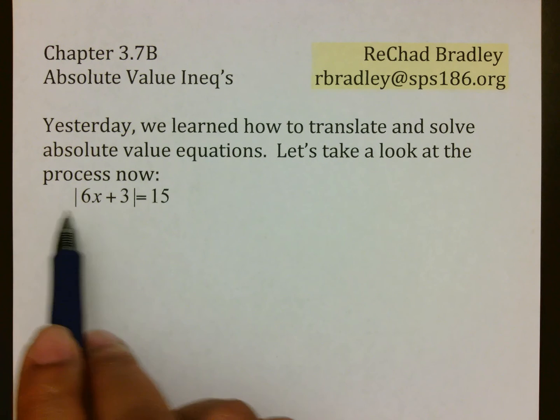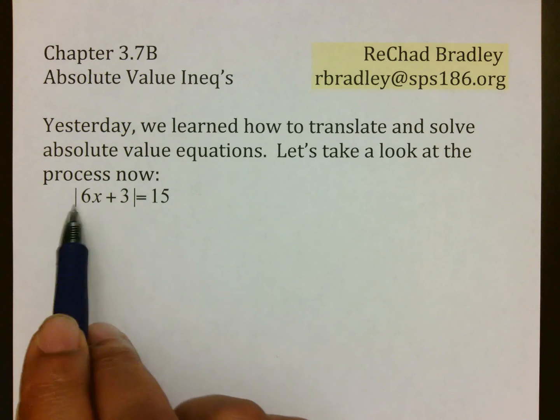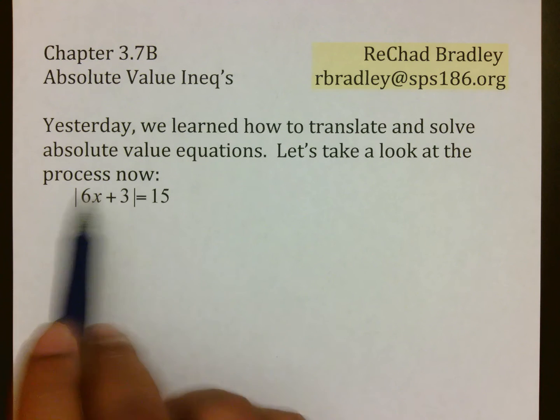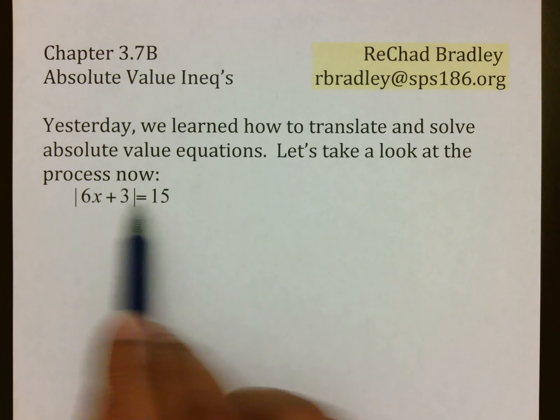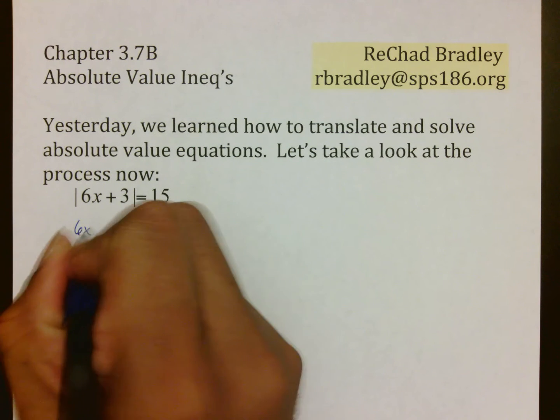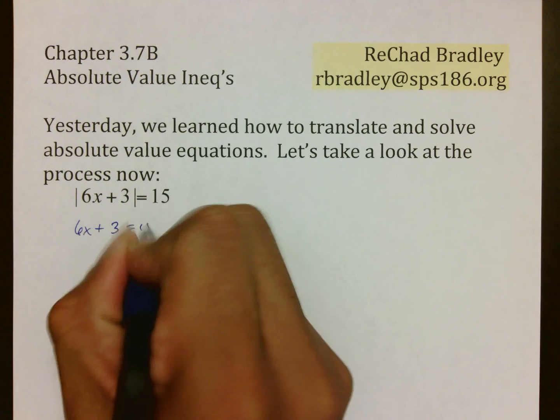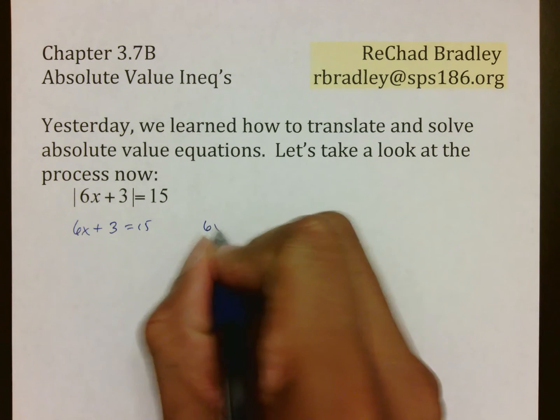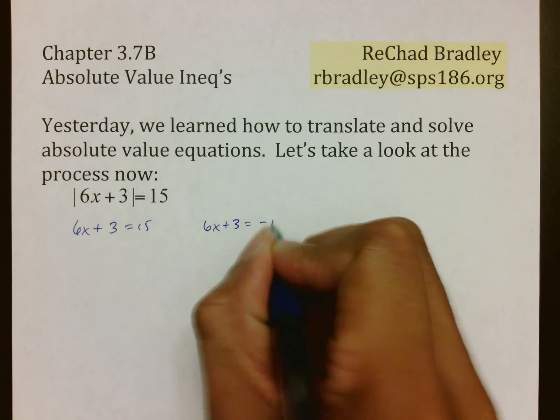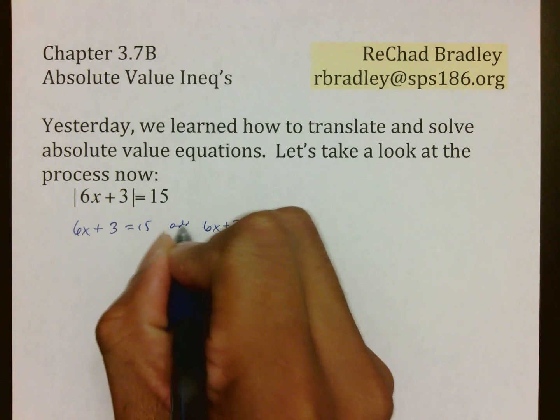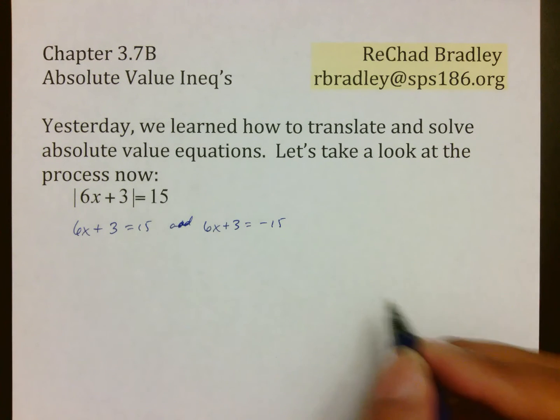What we had to do yesterday was, when we saw an absolute value all by itself, first off we had to isolate it. But when the absolute value was all by itself, what we learned to do is rewrite it without the bars. So 6x plus 3 equals 15. And then we would put 6x plus 3 equals negative 15. Again, the word there was and. And so those were my two equations.